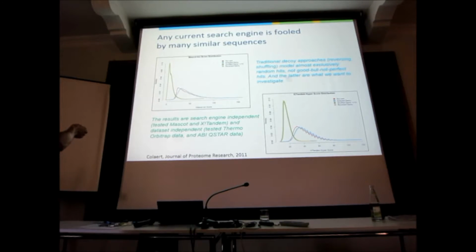This is the real hits in red, the original forward ones, and in blue you see the hits we get against our photoshopped peptides. It has shifted to the right. This is very scary. This is Mascot. To show you that this is not a Mascot problem, we did it for Tandem as well.